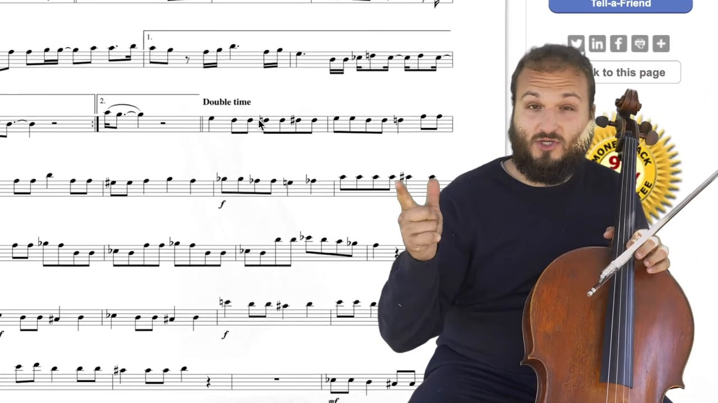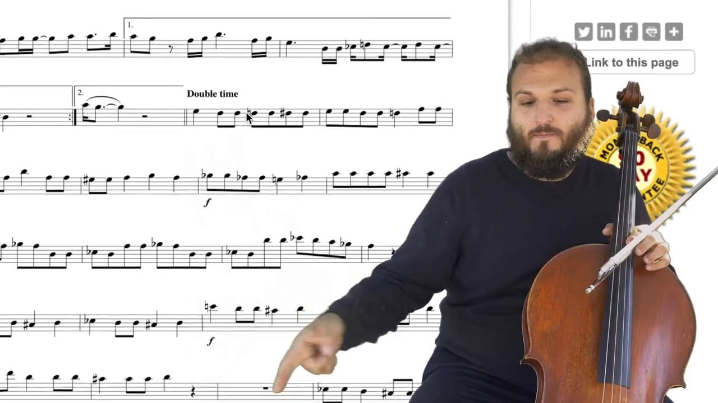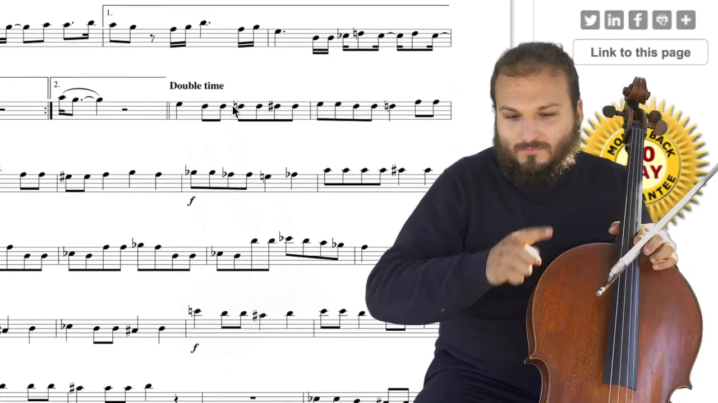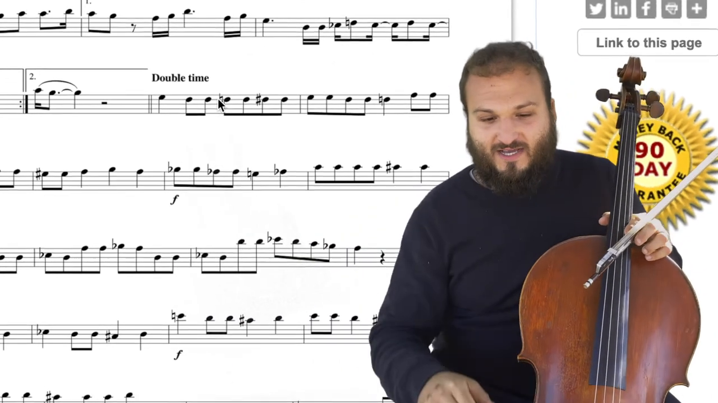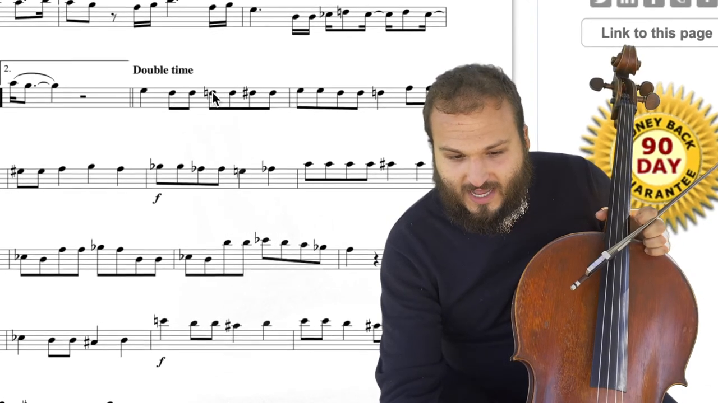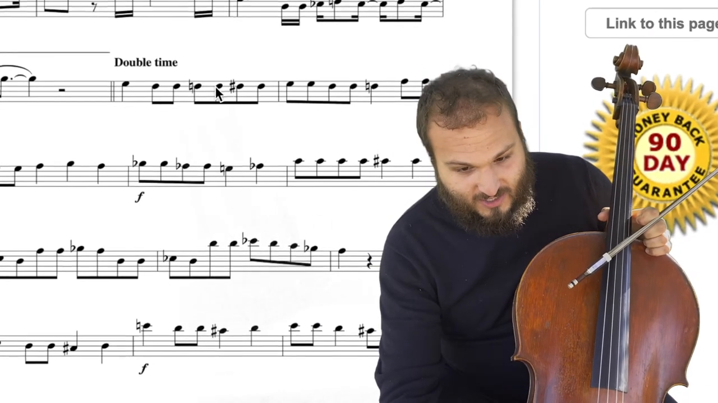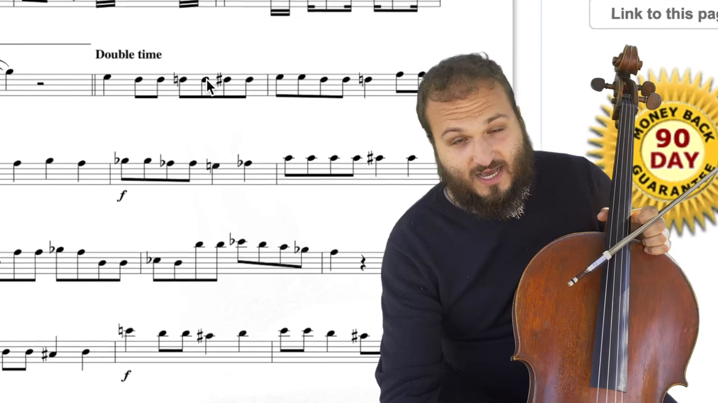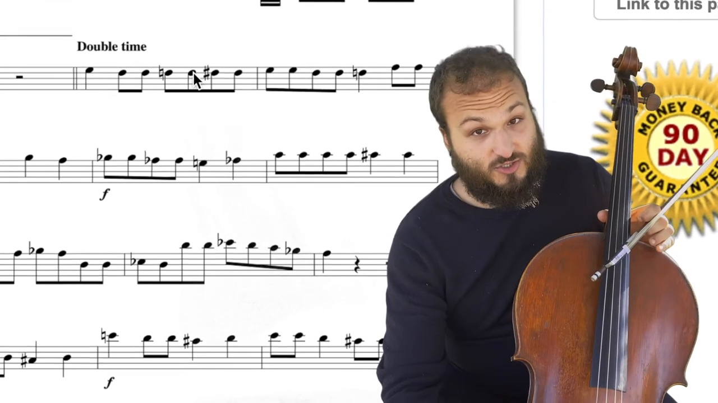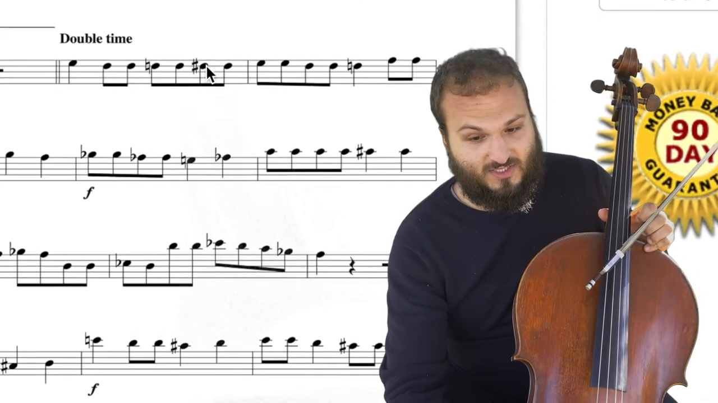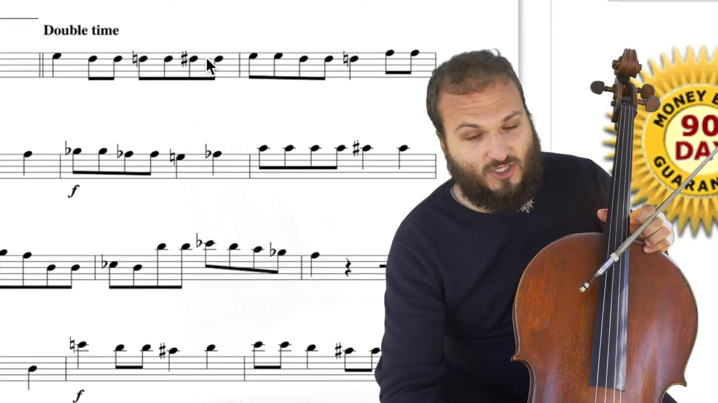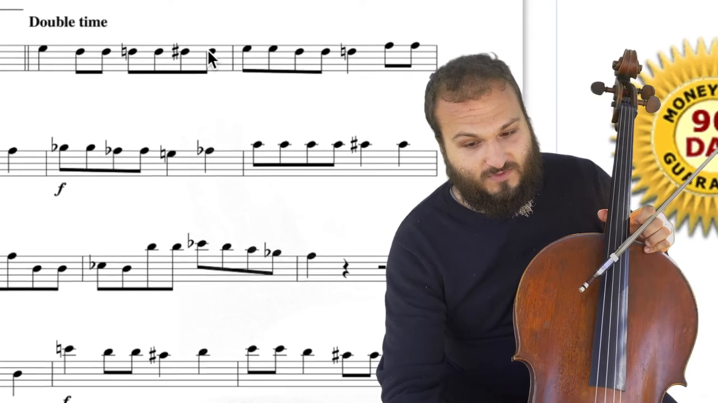So in the beginning it was slow rock, but now we're going twice as fast. And here you can see that there's an F natural, and then the note next to it does not have an accidental, but it is assumed that it is F natural still, until we see F sharp noted, and then this one would also be F sharp.